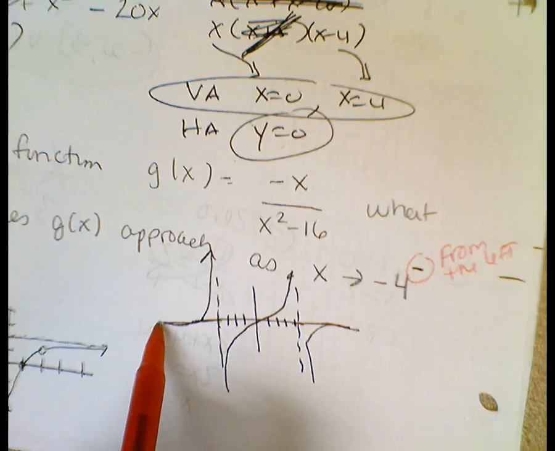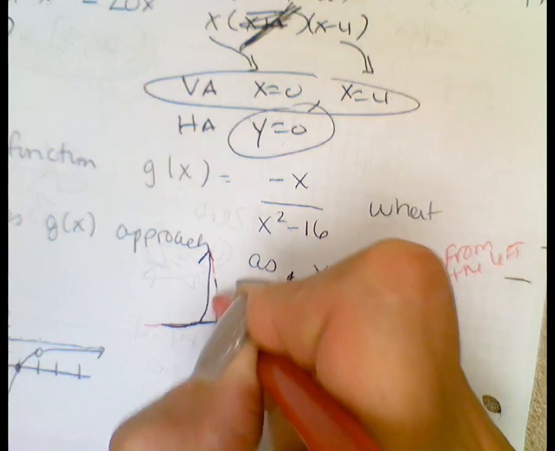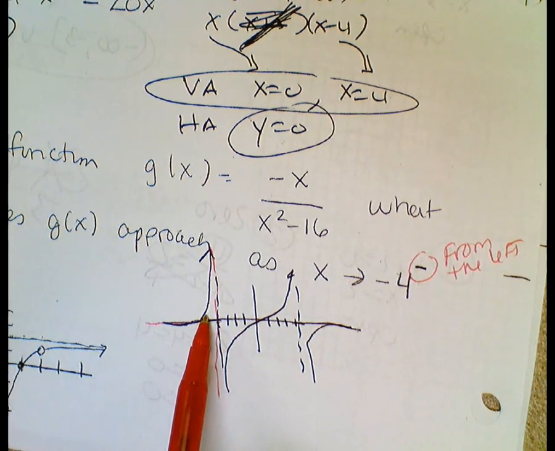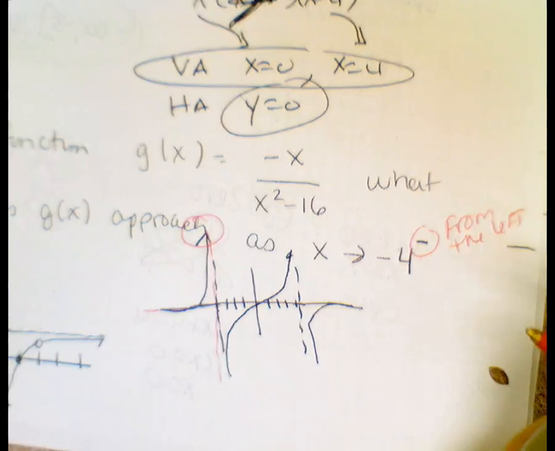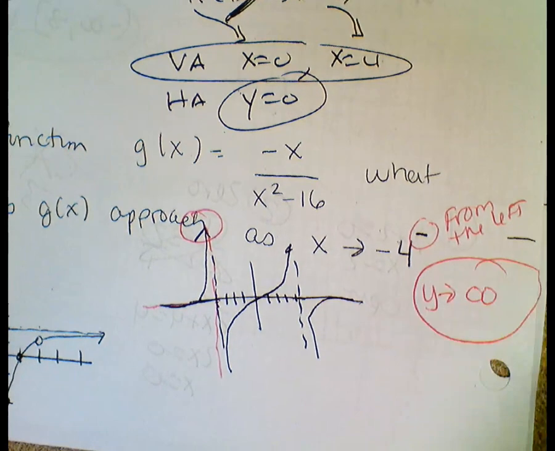Put your pencil right here. As the curve approaches -4, this is -4 right here. This is the -4 asymptote. So as the curve approaches -4 from the left, what does the end do? This end right here. You would say the end goes to positive infinity. And that's it.